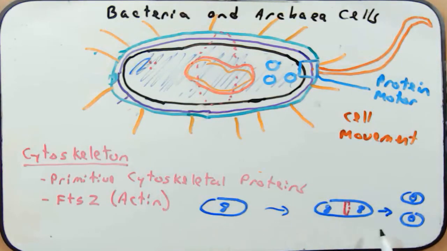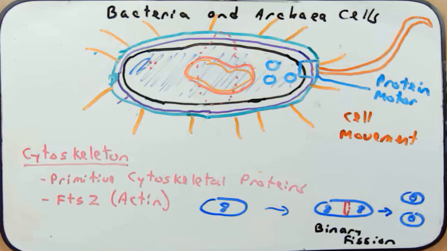This process of dividing a cell in bacteria is called binary fission. In eukaryotes, you'll learn that the process of dividing a cell is either mitosis or meiosis, depending upon which type of cell you're looking at. But in bacteria, they go through a process called binary fission, and they do not undergo mitosis.